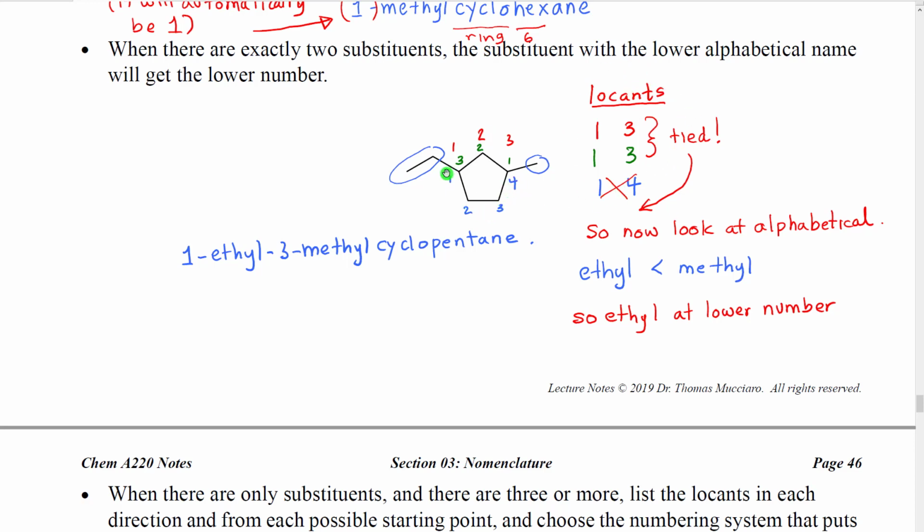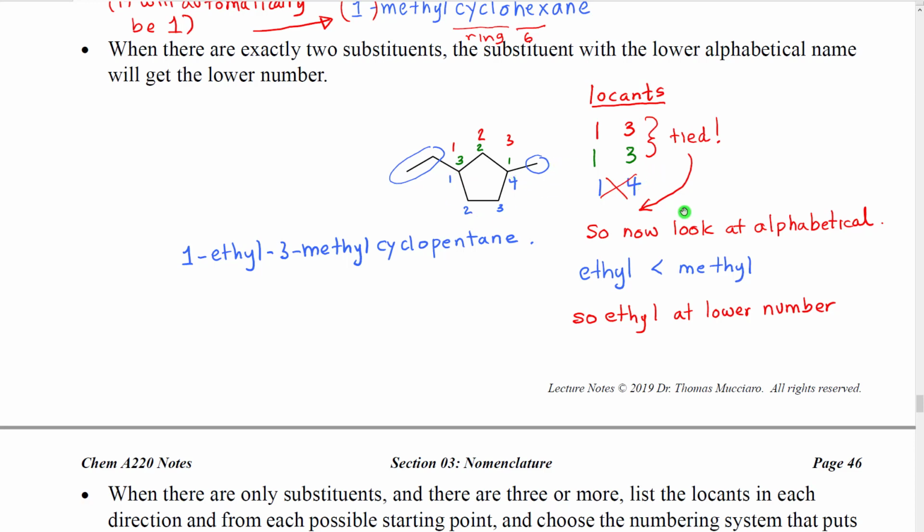So over here, I've made a list of where the locants would be for each of these numbering systems. For example, in the red, we would have a substituent at 1 and at 3. In the green, we would have a substituent at 1 and at 3, although they would be the opposite substituents. And in the blue, they would be at 1 and 4.